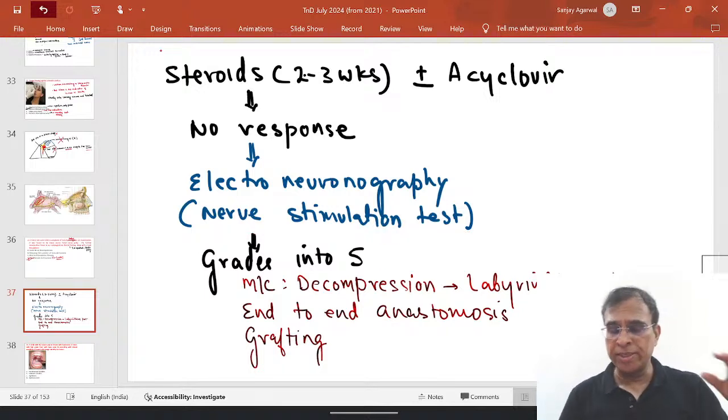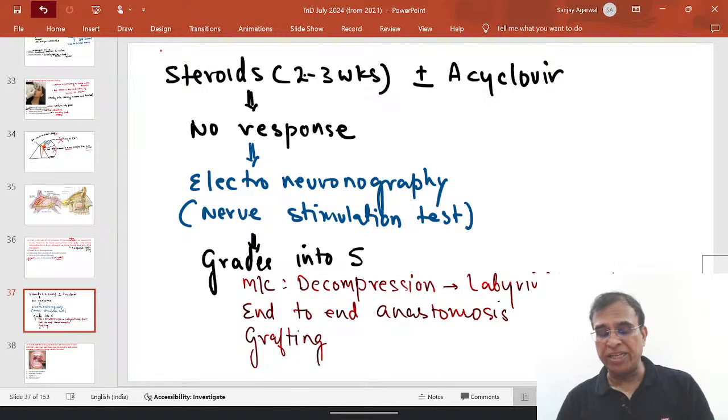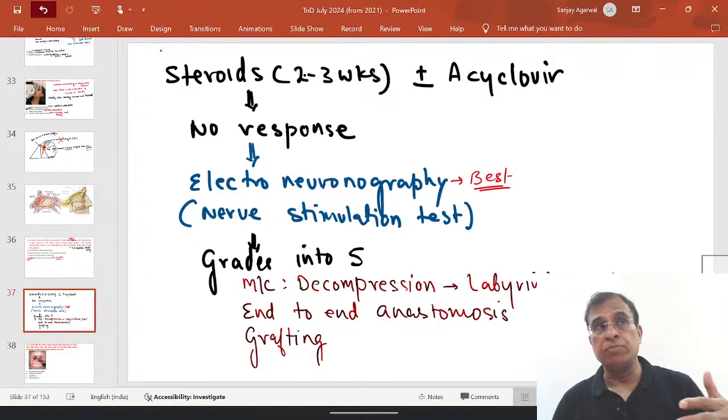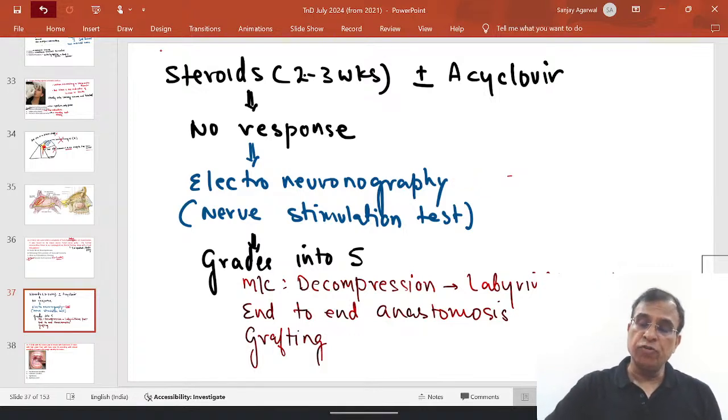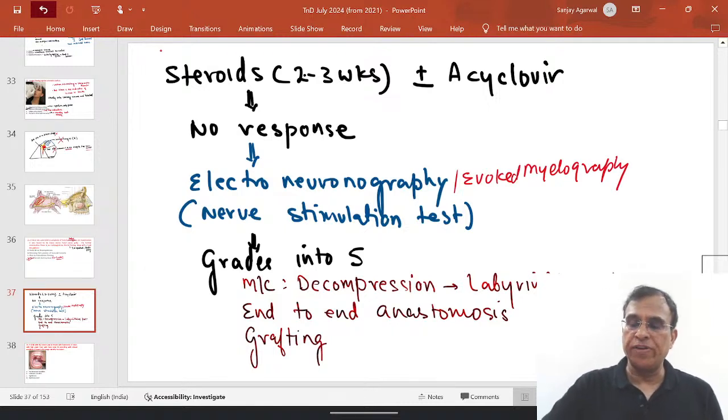Now nerve stimulation tests are 4 types. Some books say 5 types, some say 4 types. Out of those 4 or 5, whichever you want to believe, this is the best type of nerve stimulation test. And so we always do this because this is most helpful. The other name for this test is evoked myelography, but we don't use this word evoked myelography ever, just in case.